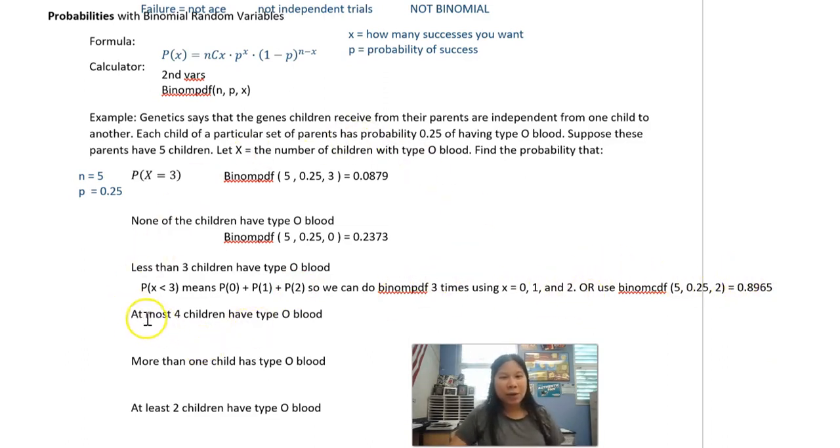Next, this time we are looking for the probability that at most 4 children have type O blood. So now we need to understand what at most means. At most means 4 is the biggest number. So we want numbers that are less than 4, but 4 is the max, nothing above 4, which means we want 0, 1, 2, 3, and 4. So those numbers, we can add them all together, or again, since we're adding stuff together, we can have our calculator add it using the Binomial CDF. So this time the biggest number we want is 4, so our X value here is going to be 4.